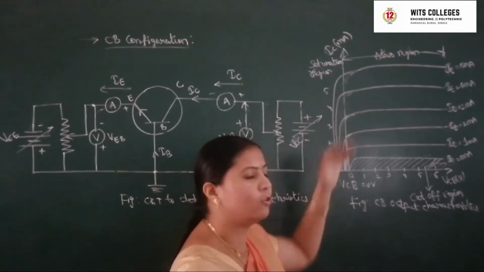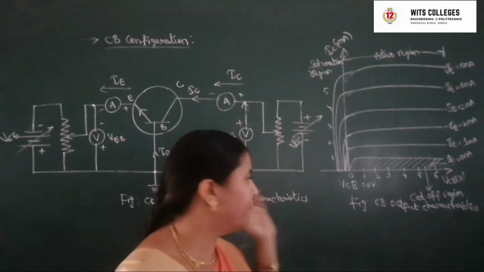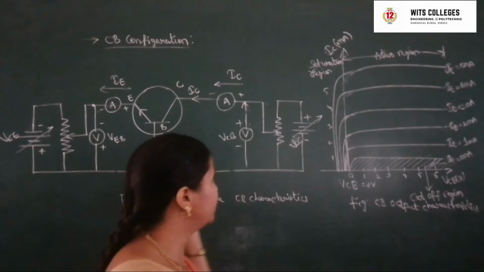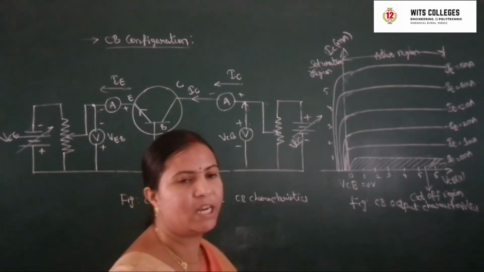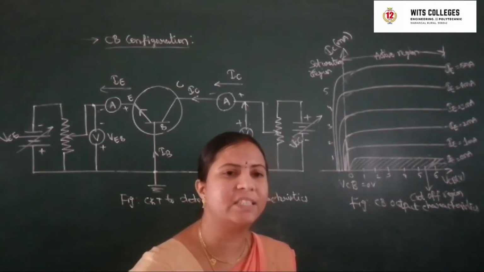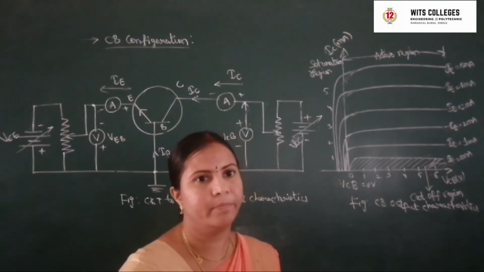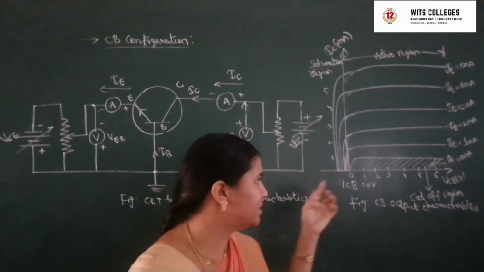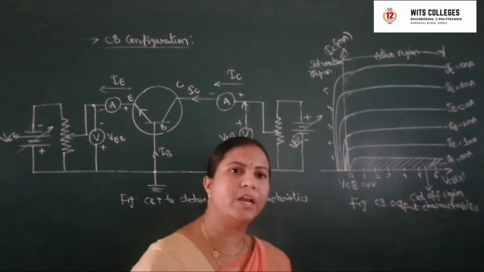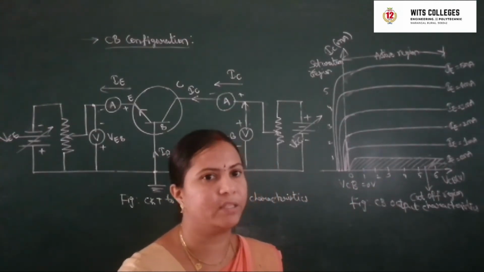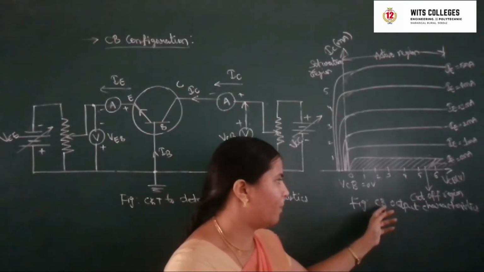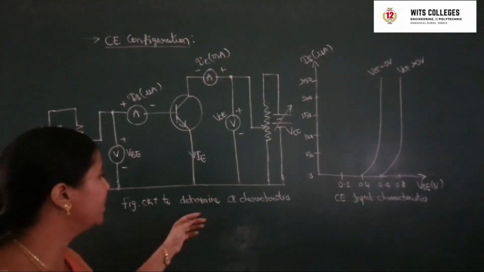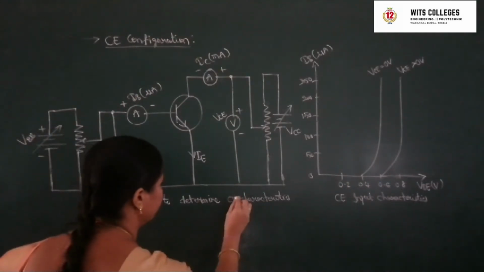In the active region, the emitter base junction is forward biased and the collector base junction is reverse biased. The transistor is always operated in the active region only. In saturation, both input and output circuits are connected in forward bias. In the cutoff region, both input and output circuits are connected in reverse bias. So this is the common base output characteristic.